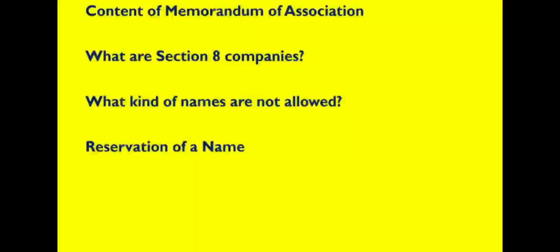It describes companies which are established to promote commerce, art, sports, education, research, social welfare, religion, etc. Section 8 companies are similar to trusts and societies, but they have a better recognition of legal standing than trusts and societies. So, what kind of names are not allowed? The name stated in the memorandum shall not be identical to the name of another company, or too nearly resemble the name of an existing company.